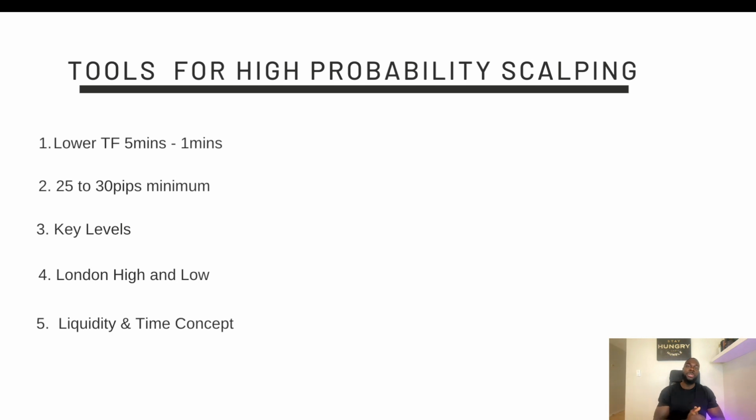So 25 to 30 pips is the minimum objective in terms of profit, which means that you will likely also be risking 25 to 30 pips as a minimum for your stop loss. We're going to be using key levels. We're also going to be using the London high and the London low. We're going to be using liquidity and time concepts. So let's head over to the chart, putting all of this together with some trade examples.